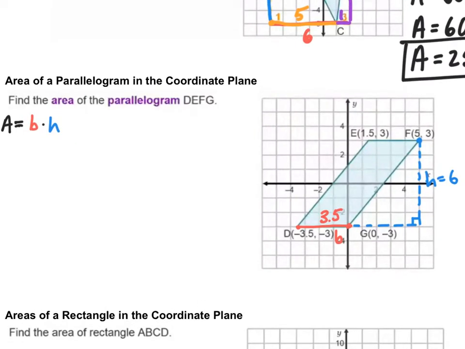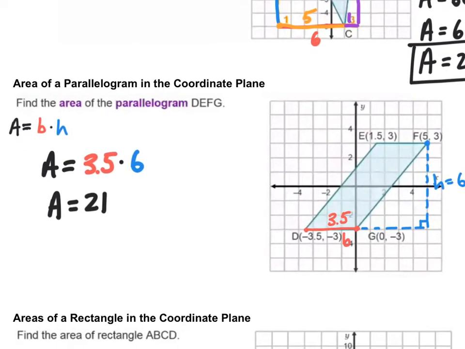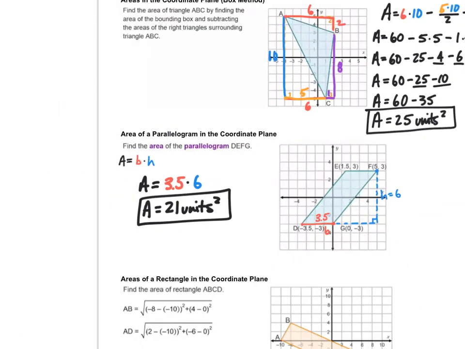All right, so now my area is equal to 3.5 times 6. If I just take 3.5 and multiply it by 6, it's going to give me 21. So my area of this parallelogram is 21, and that's units squared. Okay, we're dealing with square units here. And that's it.